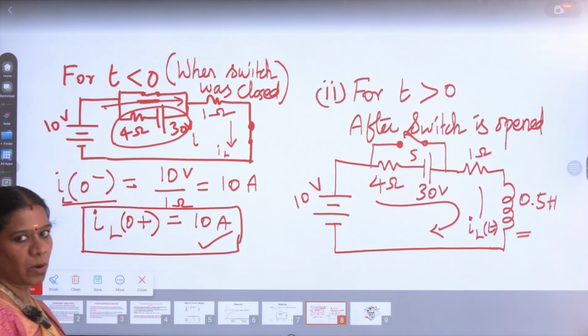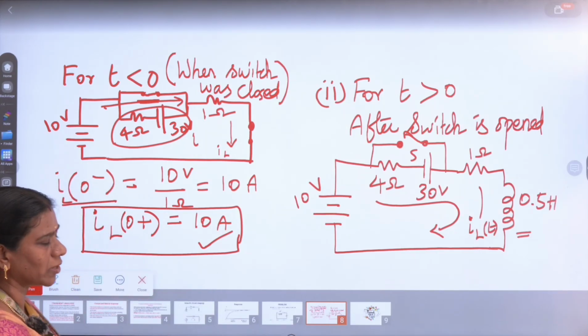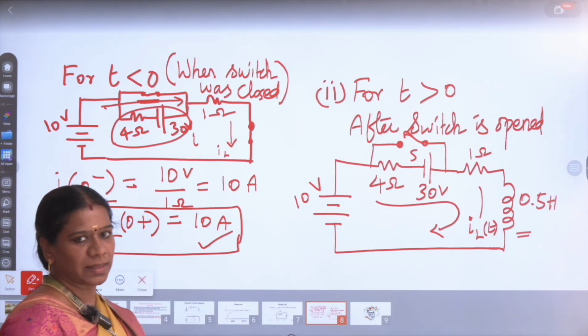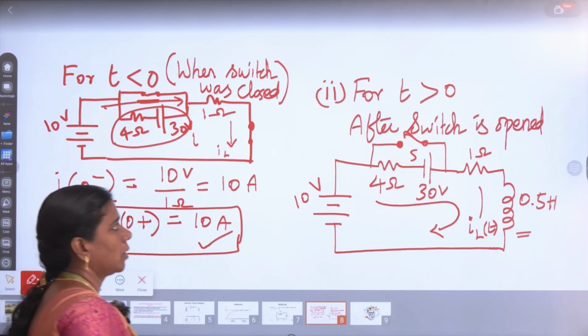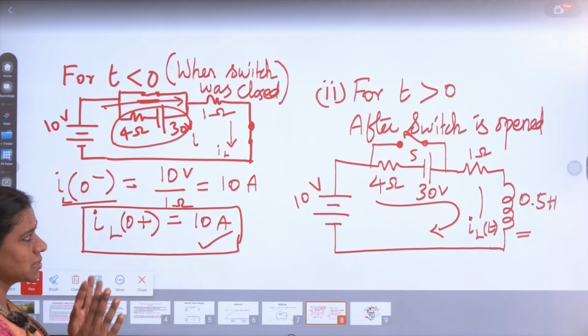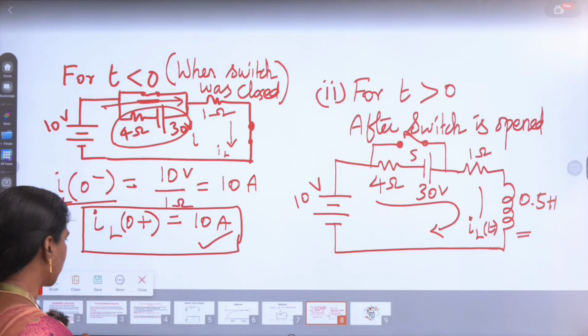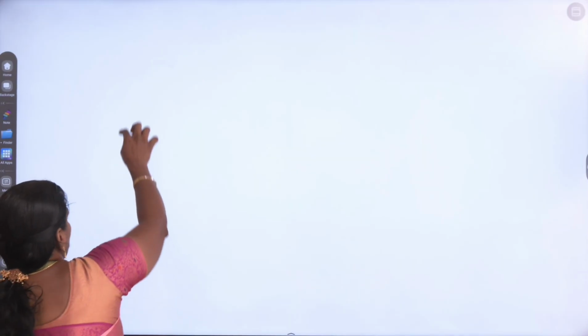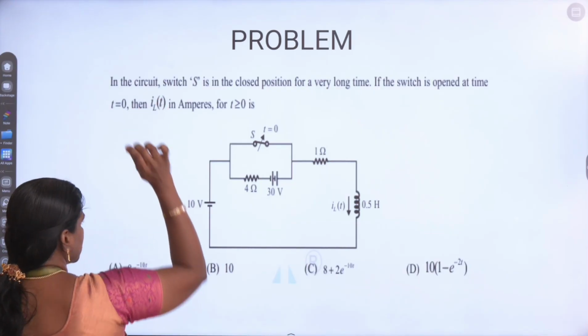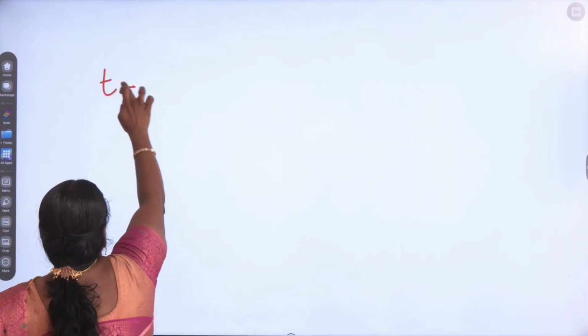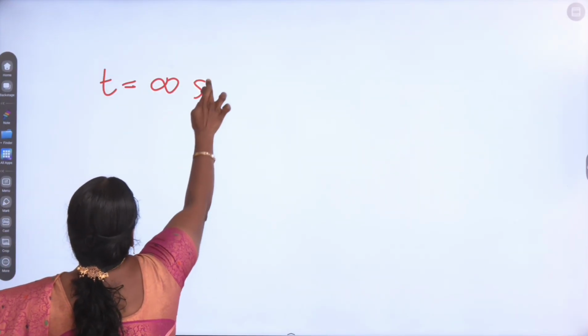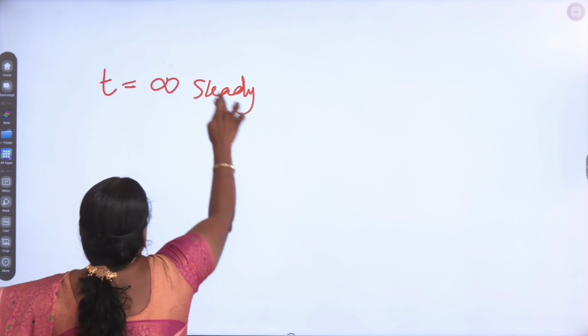Now we can go for discussing the third condition, which is nothing but the time period being infinity, when time is equal to infinity. So now we are discussing the third condition, which is t is equal to infinity, the steady state condition for that circuit.